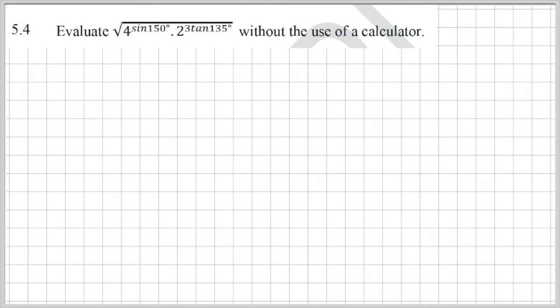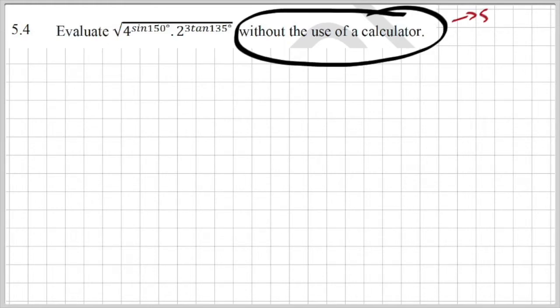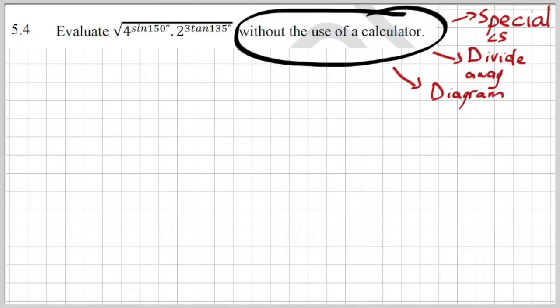Because whenever I read without the use of a calculator, I've got 3 things to think about. Either special angles, dividing away, or drawing a diagram. It's always going to be one of those 3. I am pre-warning you. Okay, we love this. But I have steps to follow.